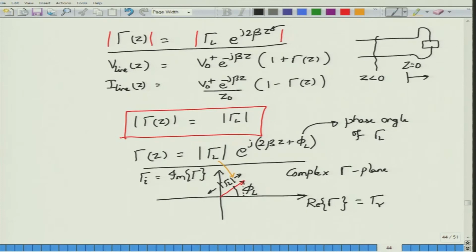Okay. What happens as z changes? Remember, as z increases, or rather as z goes from 0 and you go away from the load.